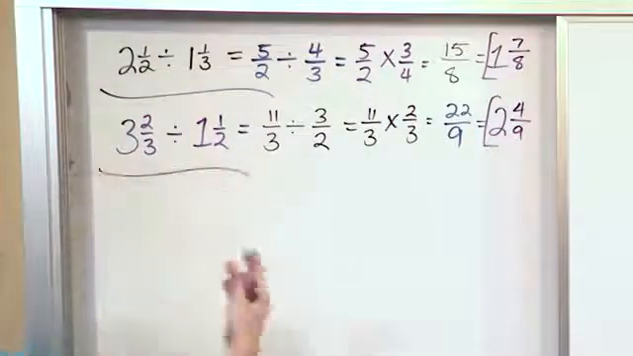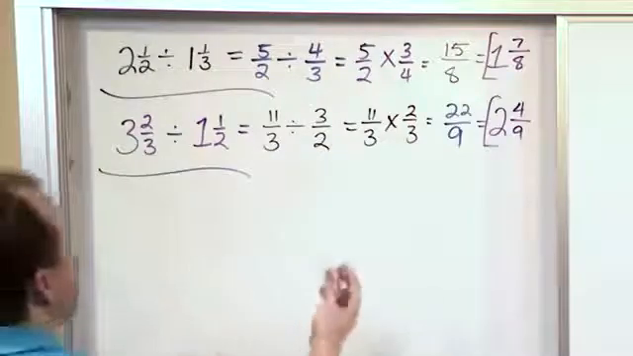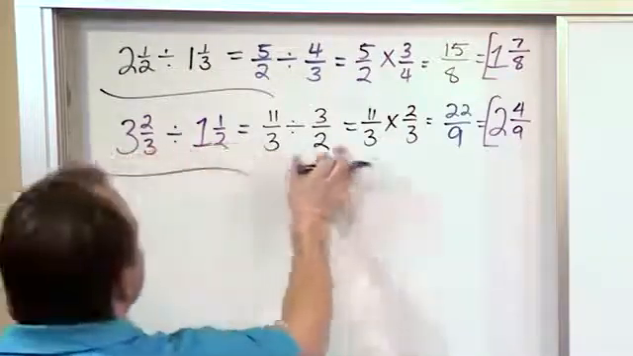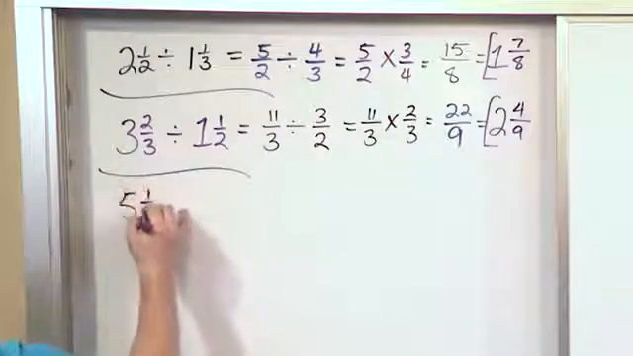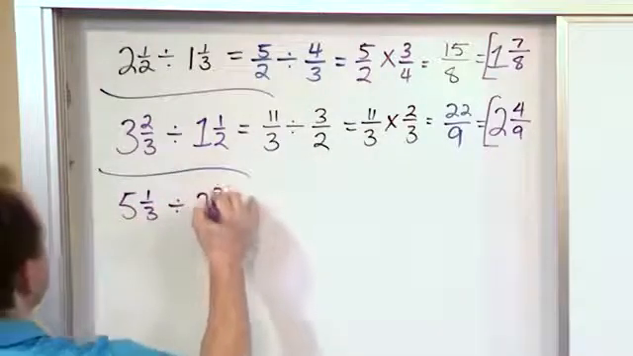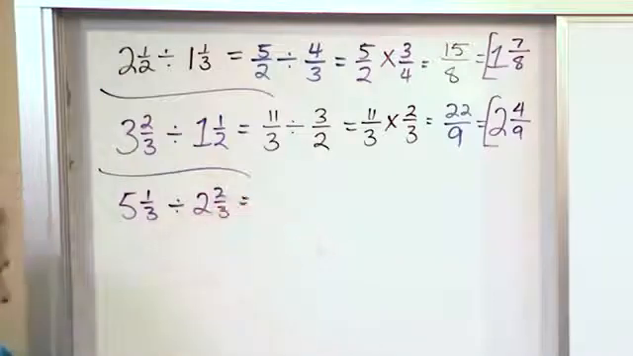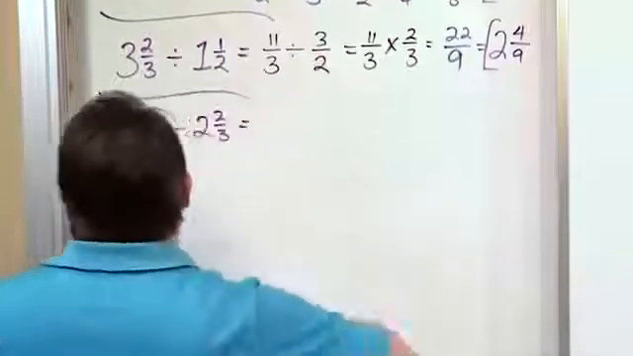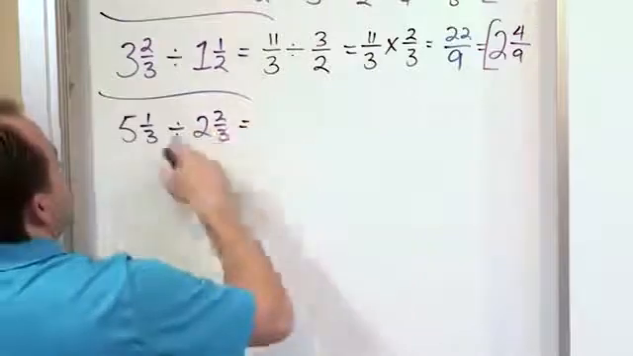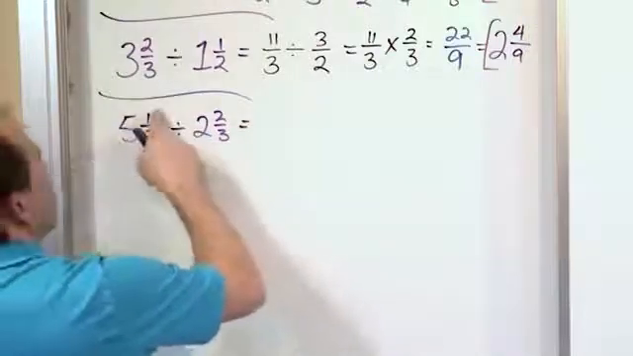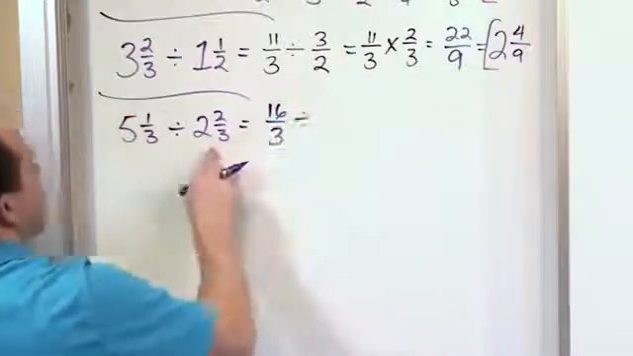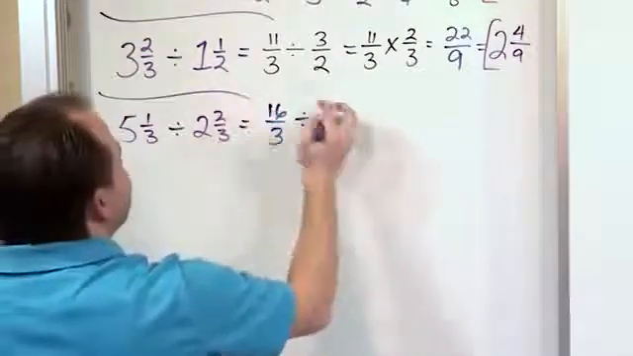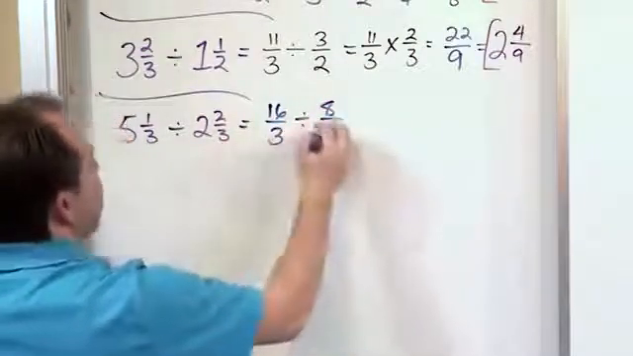So you see, the skills that we've learned are really applied over and over again. We just have a slightly more complicated problem where we have two mixed numbers. What if we have 5 1/3 divided by 2 2/3? What do we get there? Well, we say we're going to convert this. So 3 times 5 is 15, plus 1 is 16 over the 3, divided by this guy. 3 times 2 is 6, plus 2 is 8 over this 3.